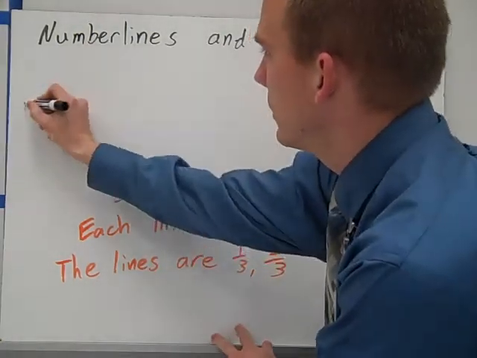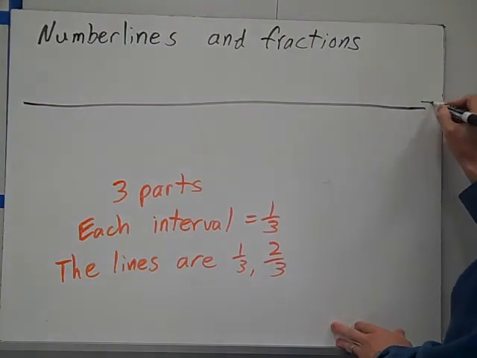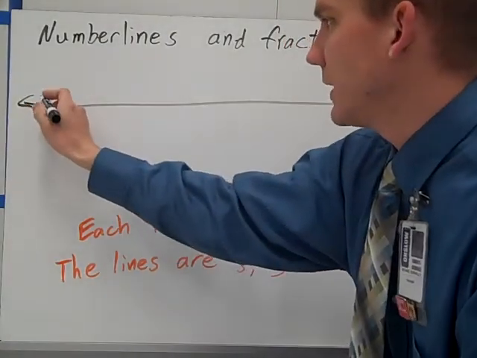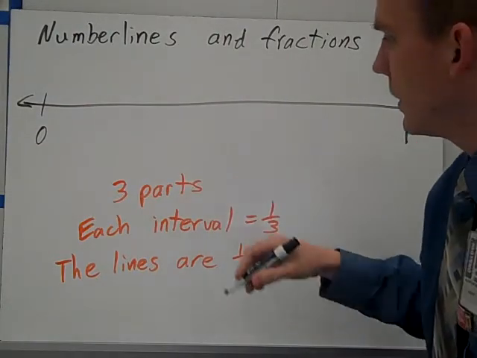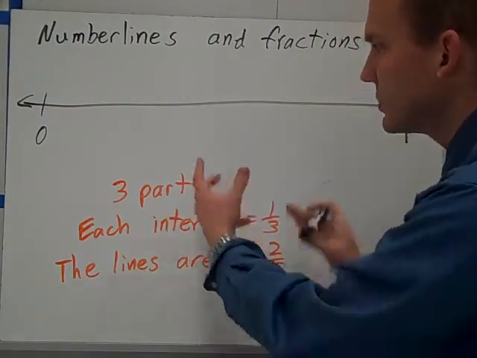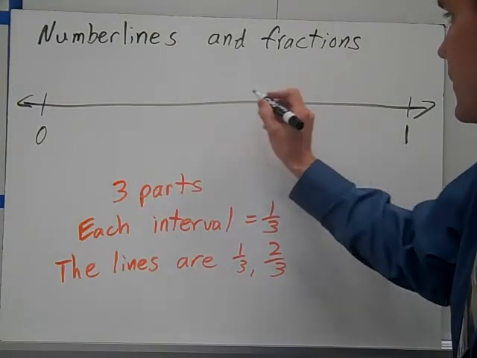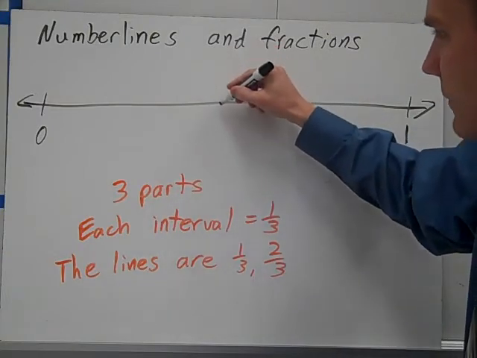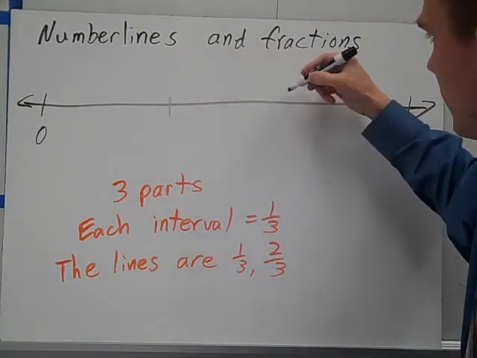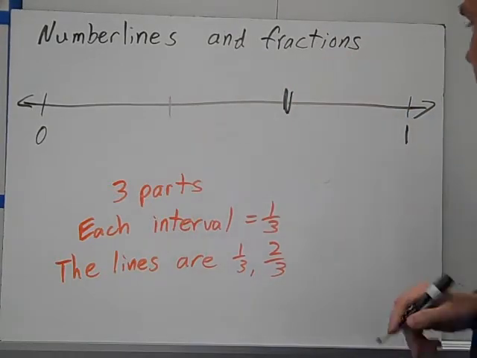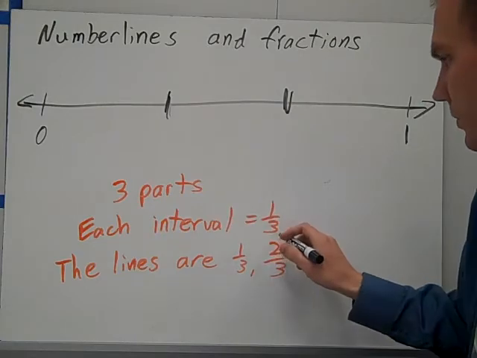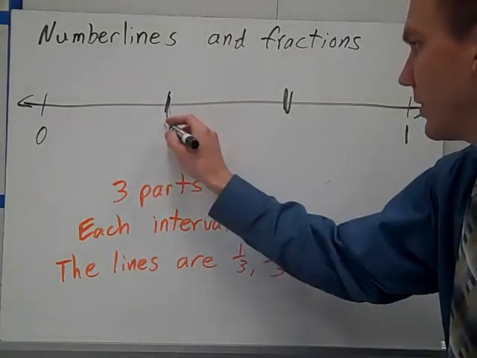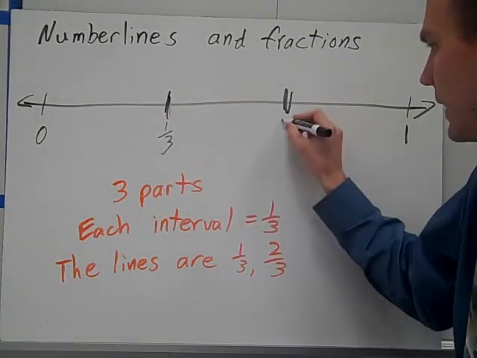Start out, line all the way across, arrows on the ends. Here's 0, here's 1. Now this is a tricky one because you have to kind of just eyeball thirds. This would be about half. So here and here could be about thirds. Doesn't have to be exact. So each interval is 1/3, and then we draw 1/3 and 2/3.